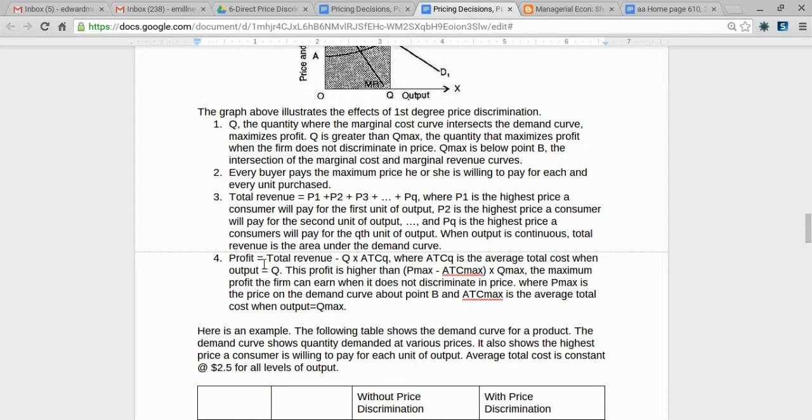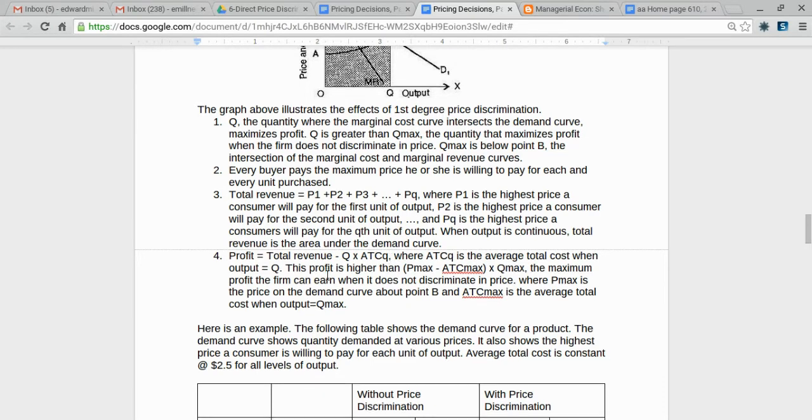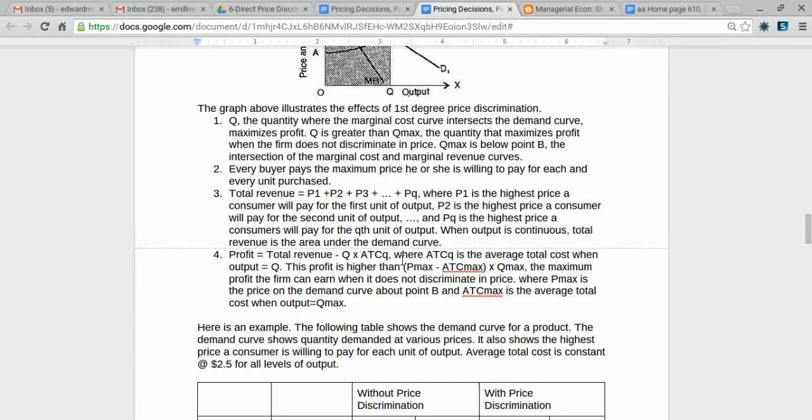Profit, as always, is going to be total revenue minus total cost. We've got total revenue, it's the sum of the prices paid for each and every unit. Total cost is output times the average total cost at that last unit of output. This profit will be higher than the profit when the firm charges a uniform price. The profit when the firm charges a uniform price is Pmax.